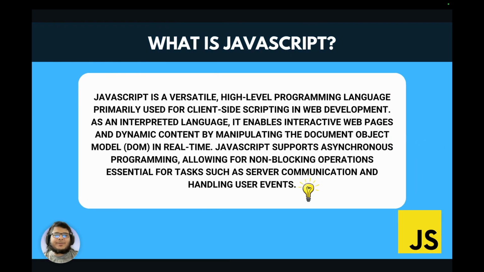First of all, we need to know what is JavaScript. JavaScript is a versatile high-level programming language. What does versatile high-level programming language mean? It means that in JavaScript, we do not need to handle the complex things manually. Some pre-functions have already been set up in JavaScript, so it will easily handle the complexities for us. And primarily, it is used for client-side scripting in web development.